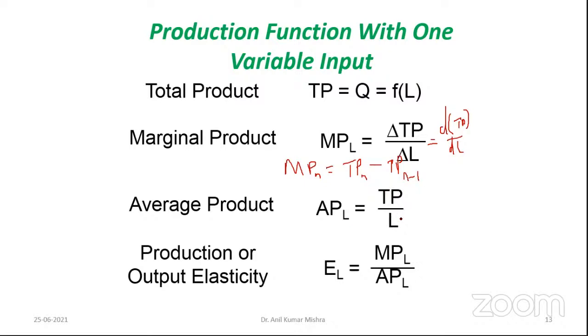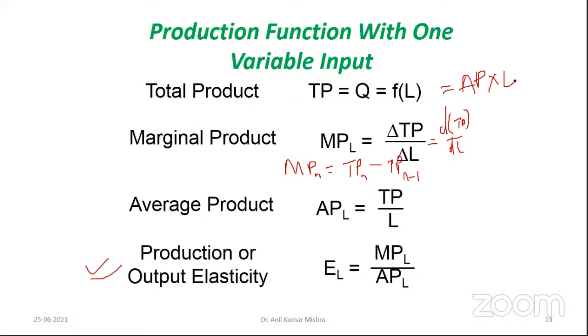As I take the variable factor to be labor, the average product of labor can be calculated as total product divided by the number of variable factors. And this is a very important point: the output elasticity can be calculated as marginal product divided by average product. You can also calculate the total product another way: the total product is the average product multiplied by the number of variable factors used in the production process.